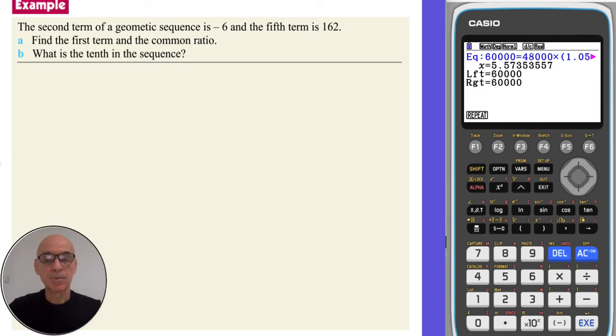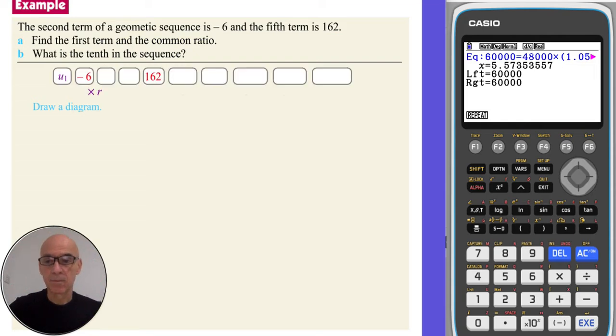In this example, we're given information about a geometric sequence, and we're asked to find the first term and the common ratio. A good idea, I think, is to draw a diagram, identifying the given information, in this case that the second term is -6, and that the fifth term is 162, and leaving spaces for all the missing terms.